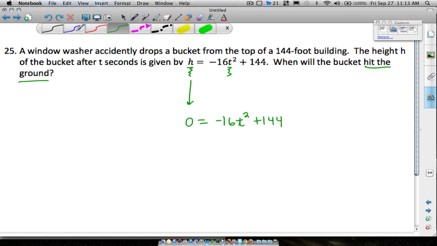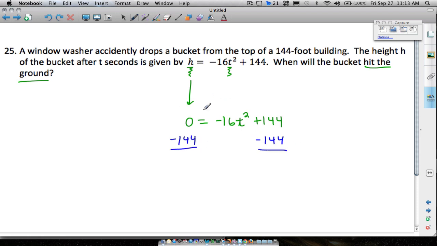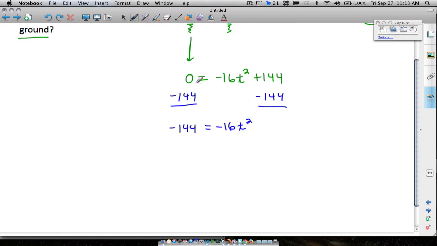But watch how I'm going to take this problem and solve it. I'm going to subtract the 144 from both sides. I'm not worried about forcing 0 here. I'm going to take a different approach to this. 0 minus 144 is negative 144. This is equal to negative 16t squared. We can get the t squared by itself by moving the negative 16 over here. To do that, we divide. And then if you take negative 144 divided by negative 16, you get a positive 9. Over here, the negative 16s cancel out, so you get t squared.